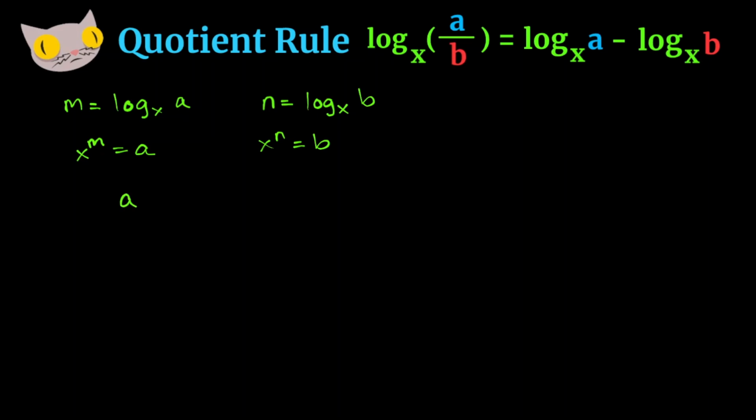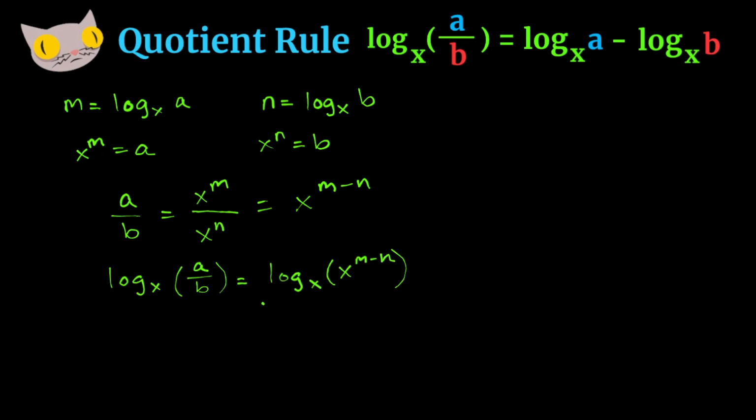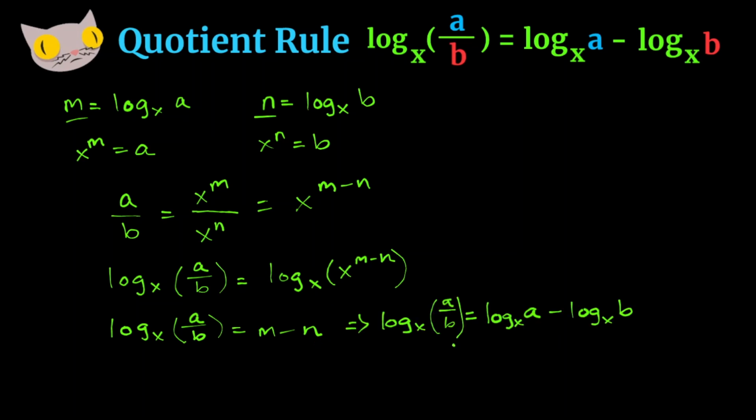Now let's divide a by b, which gives us x to the m power over x to the n power. And if you know how to divide numbers with exponents, you'll know that this is just going to be x to the m minus n power. Now let's go ahead and apply a log of base x to both sides. And again, using the inverse property for logarithms, this is just going to be log base x of a over b is equal to m minus n. And we have our m and n values. So if we fill those in, we get our quotient rule. So that's our proof for the quotient rule for logarithms.